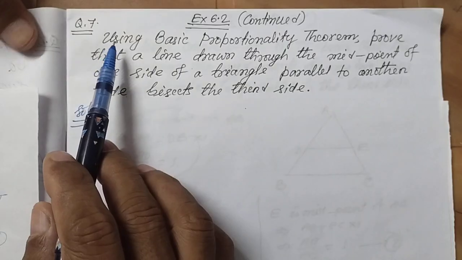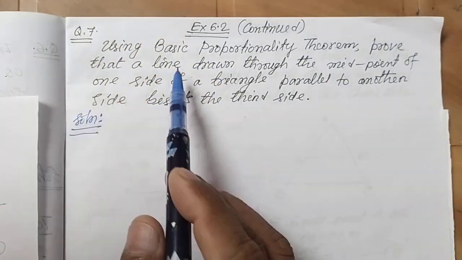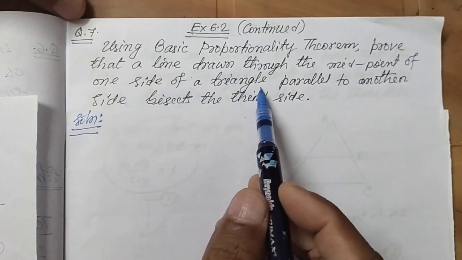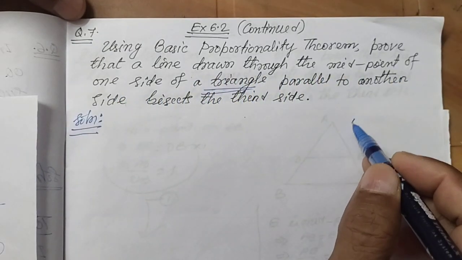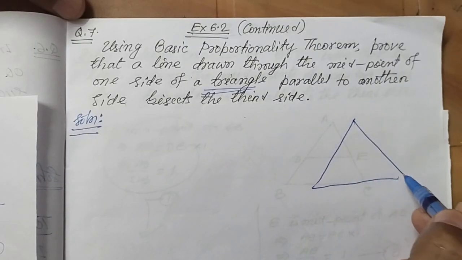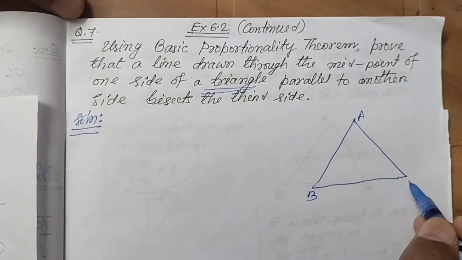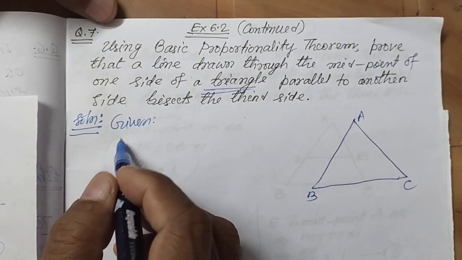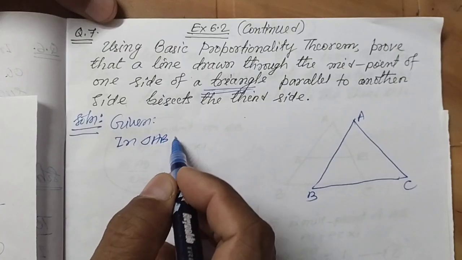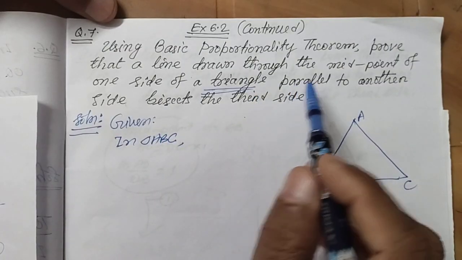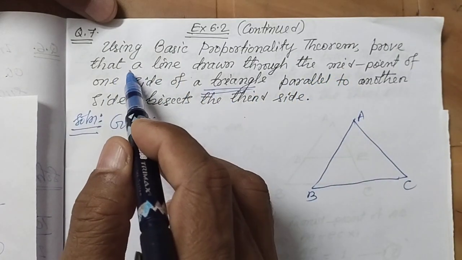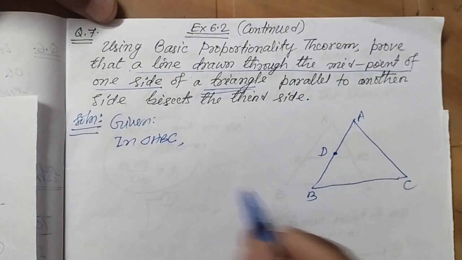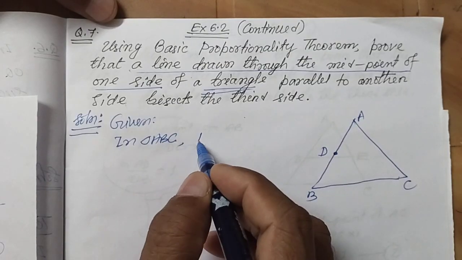Question number 7. Same exercise continued, 6.2. Using basic proportionality theorem, prove that a line drawn through the midpoint of one side of a triangle. We are talking about a triangle, so let us draw a triangle ABC. First you can just write like this: given in triangle ABC, a line drawn through the midpoint of one side. So D is midpoint of AB.